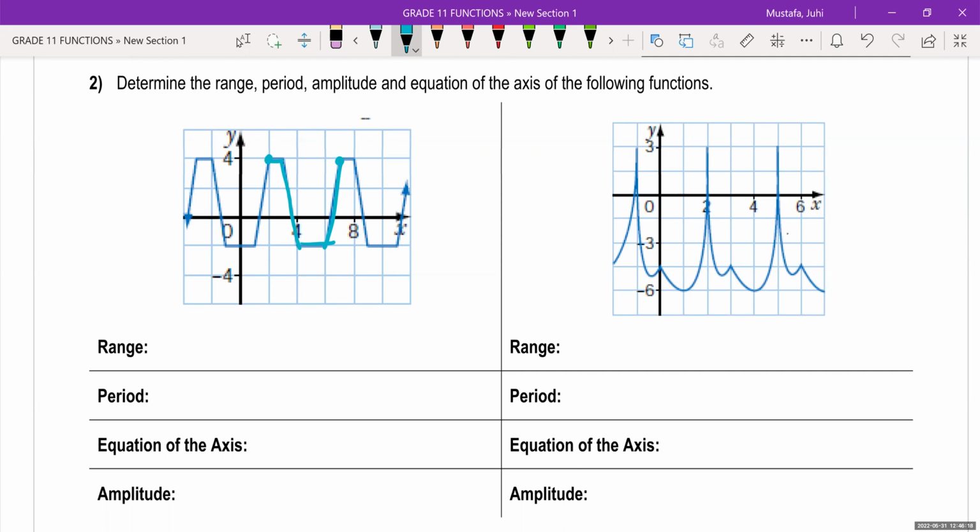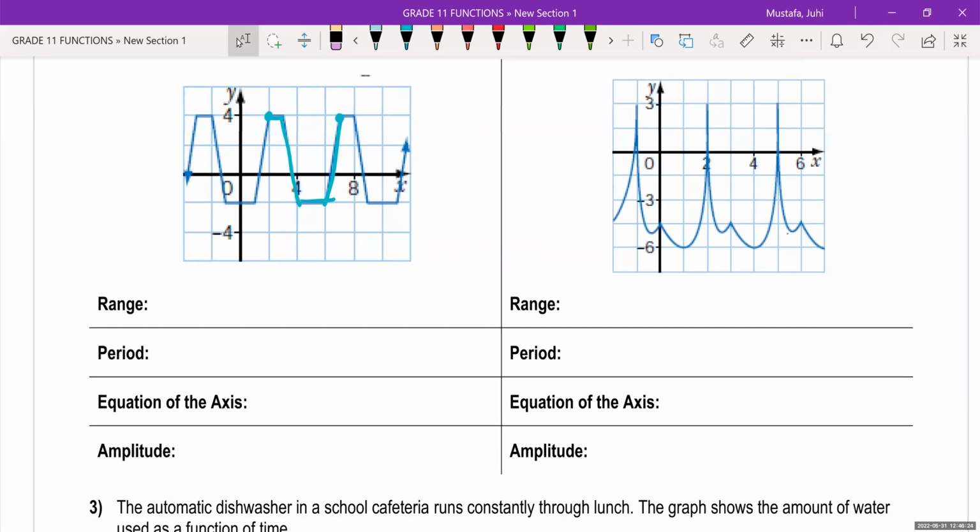Okay. The range is basically asking you how high the graph is going and how low the graph is going. So think back to when we used to do range properly. Range are the set of all y values such that, what are the numbers between on the y-axis? Like what's the highest point and what's the lowest point? Yeah.